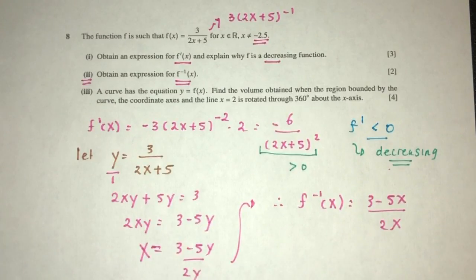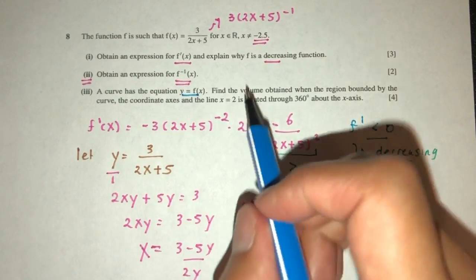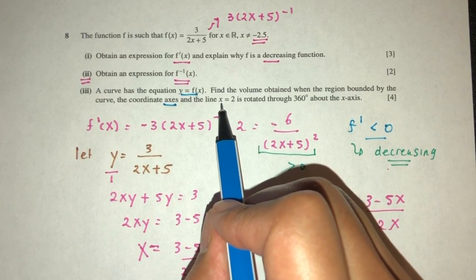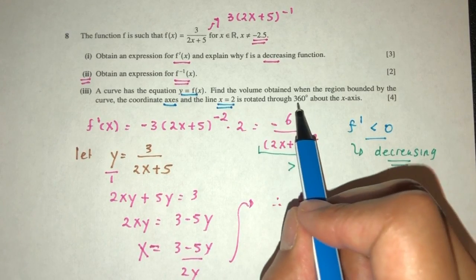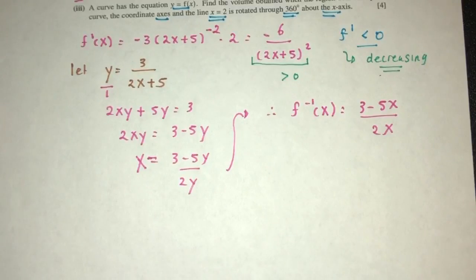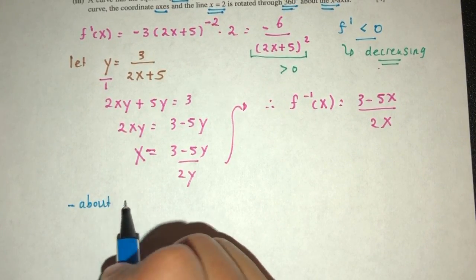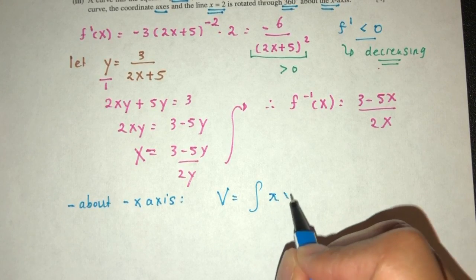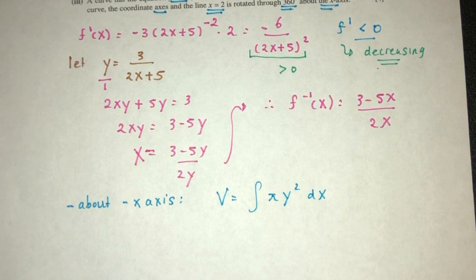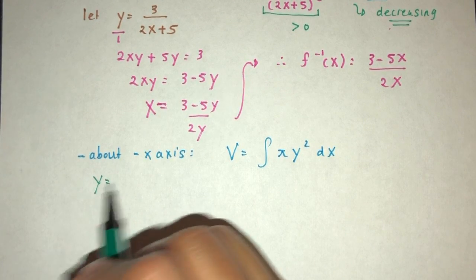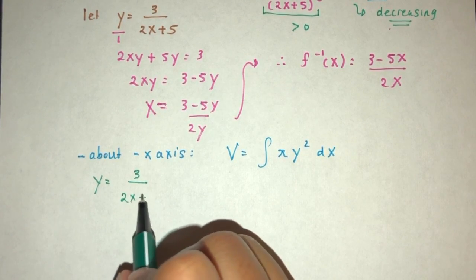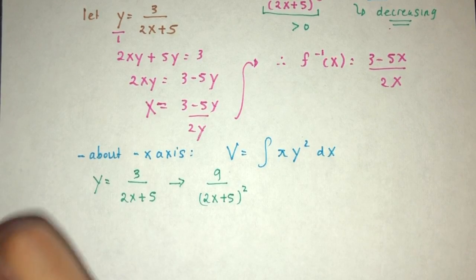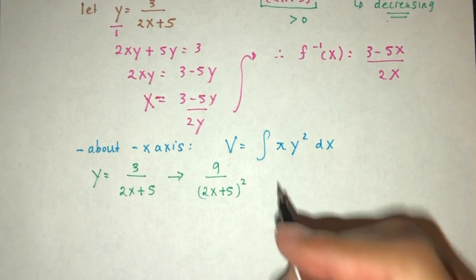Now for part 3, a curve has equation y equal to f of x. We have to find the volume obtained when the region bounded by the curve, the axis and this line is rotated about the x-axis. Again, about the x-axis, what formula do we have to use? That should be volume equals integration of y squared with respect to dx. We know the value of y is given by 3 over 2x plus 5. From here y squared will be 9 over (2x plus 5) squared, so here we simplify.